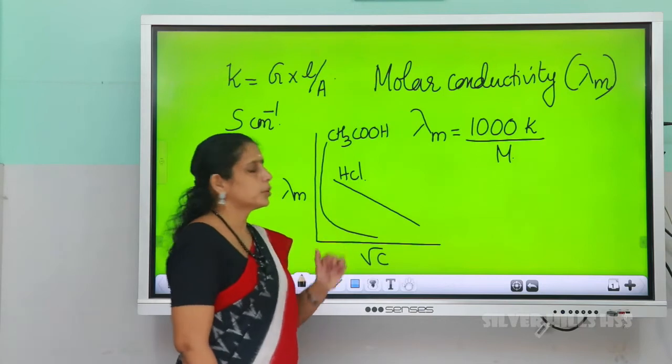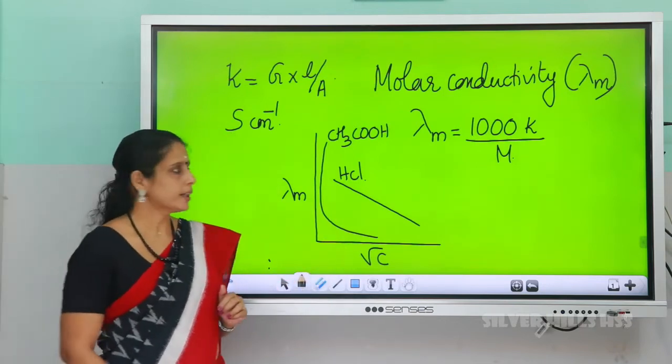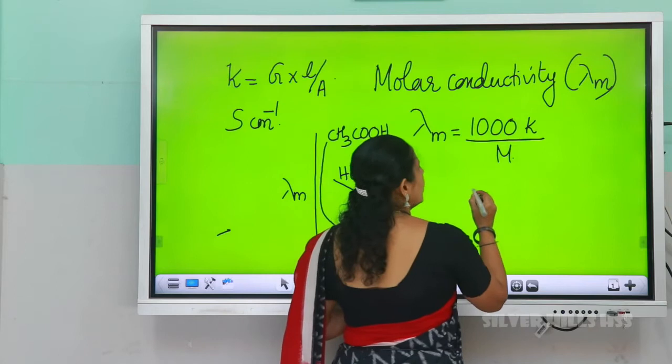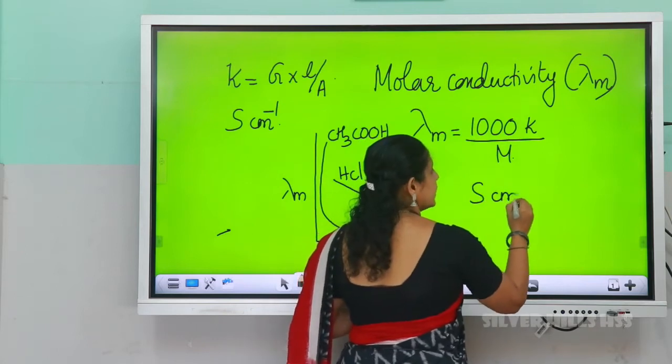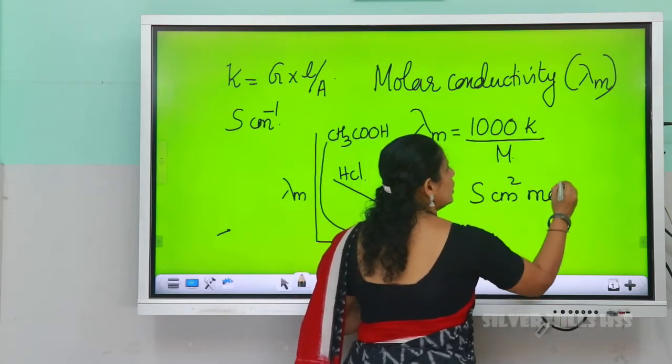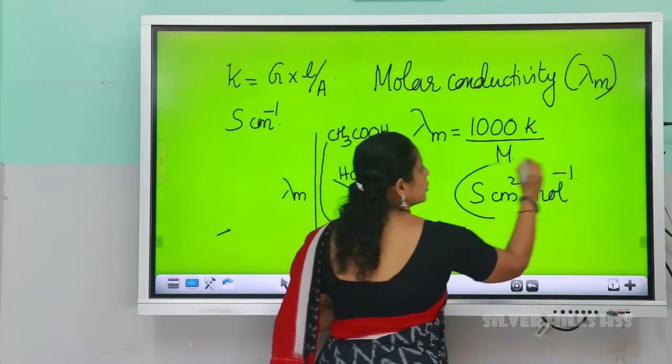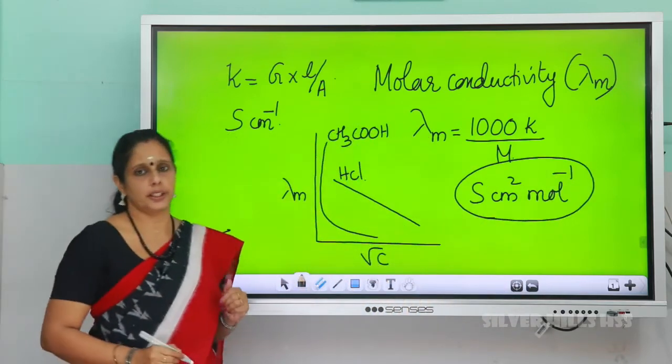And the unit of lambda m, molar conductivity, is Siemens centimeter square mole inverse. This is the unit of molar conductivity.